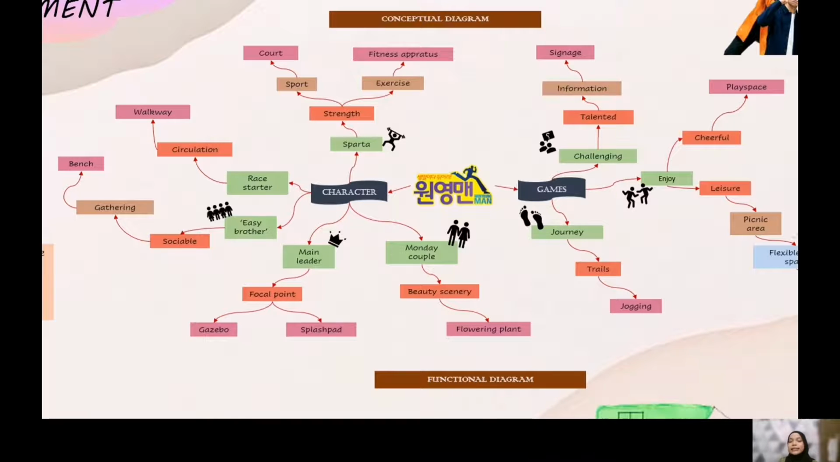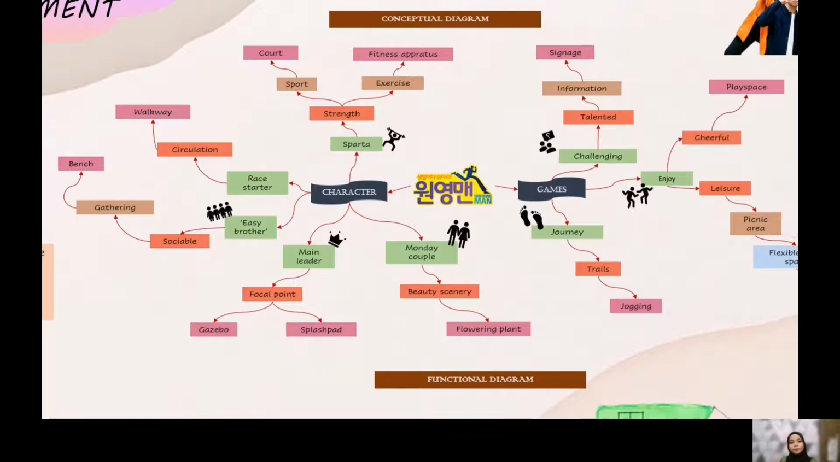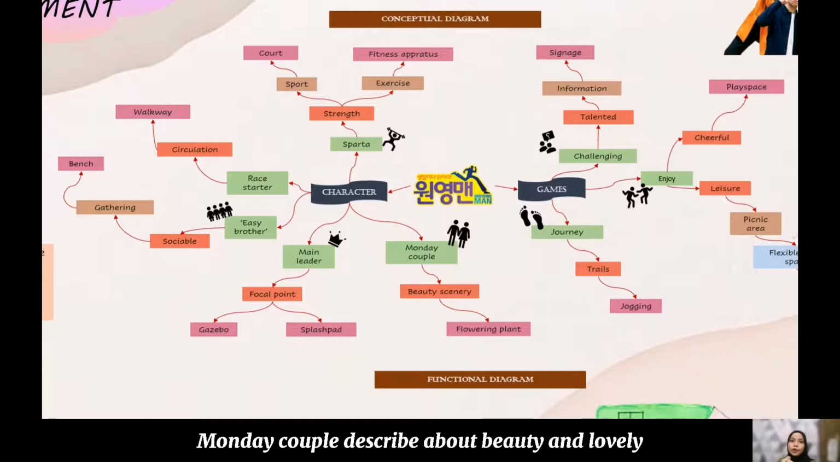Thirdly is Easy Brother. Easy Brother describes sociable. So sociable can provide a gathering area. So gathering area can propose a bench. Fourth is Man Leader. The Man Leader is the leader in the Running Man team. So it can provide a focal point. So for focal point it can propose gazebo and splashback. And lastly is Monday Couple. Monday Couple describes beauty and lovely. So the beauty scenery can propose a flowering plant.